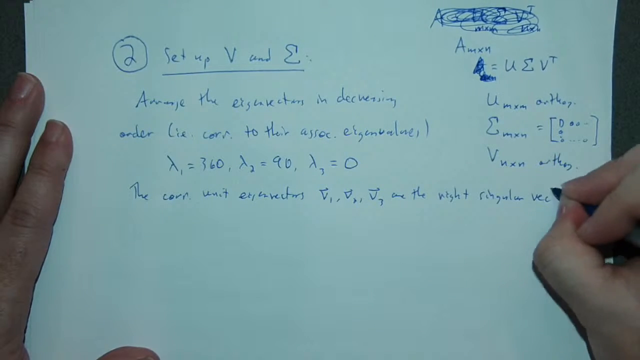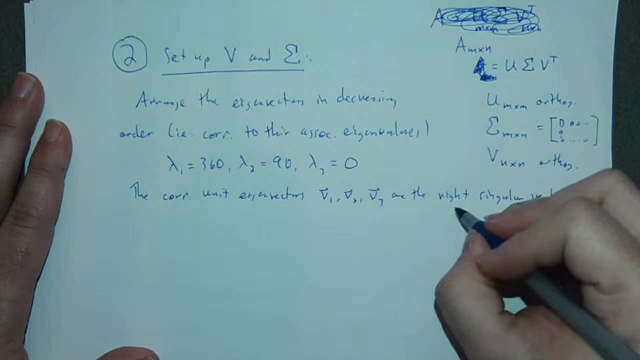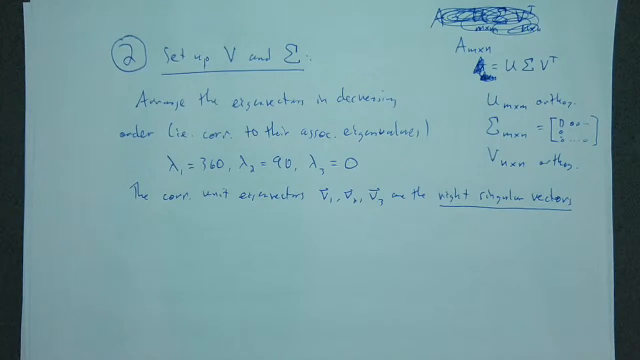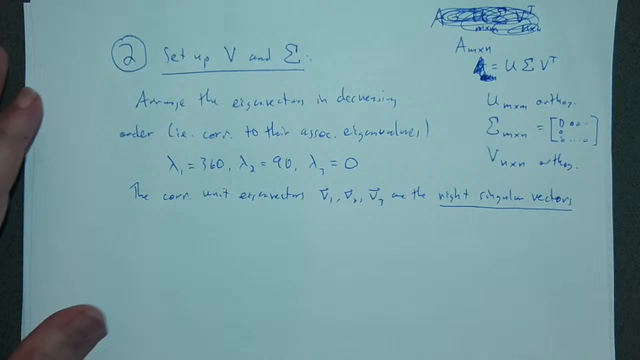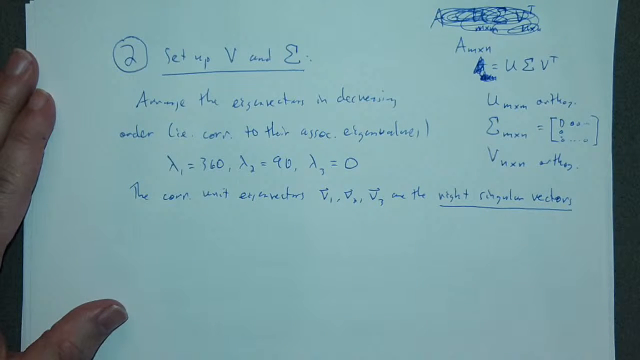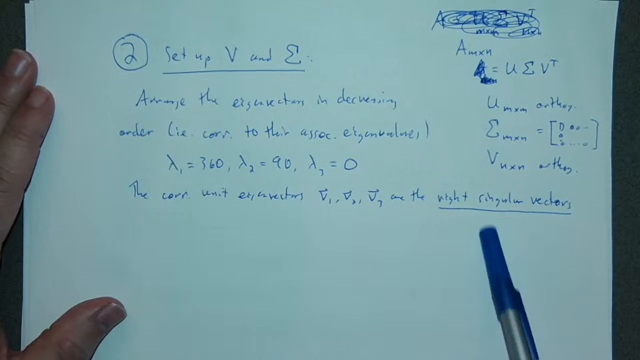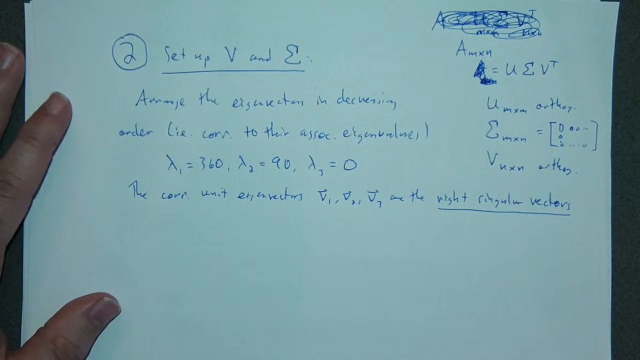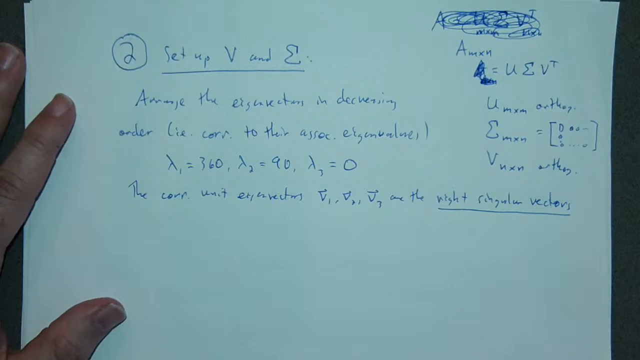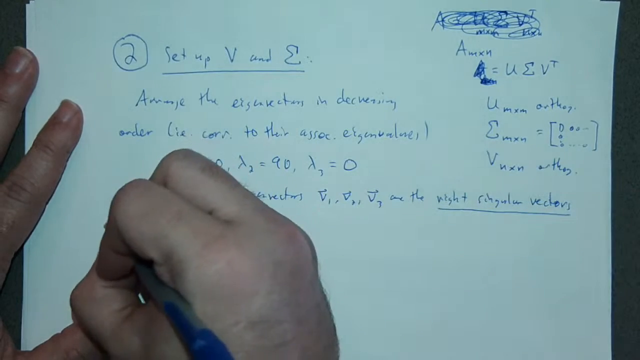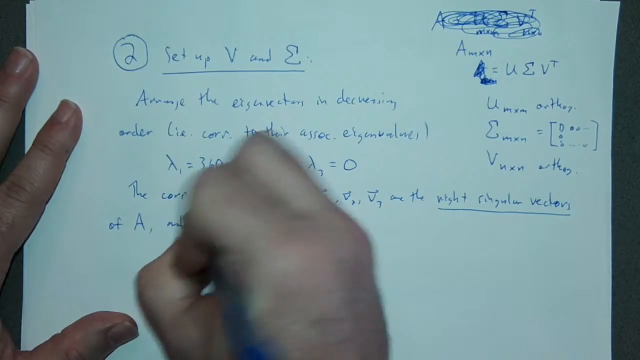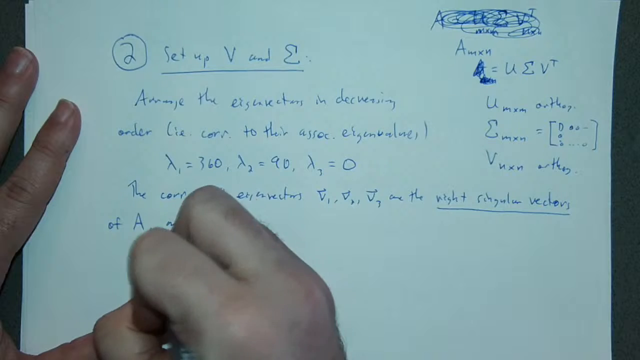At least one person asked in chat last time what the significance of the right versus left singular vectors was. This is telling you exactly that the right singular vectors are the unit eigenvectors of A transpose A. So that's where these come from. These are the columns of V here.